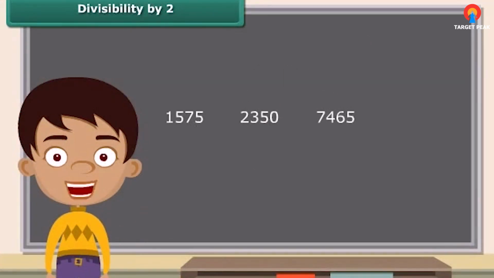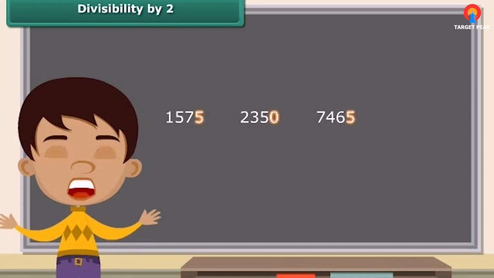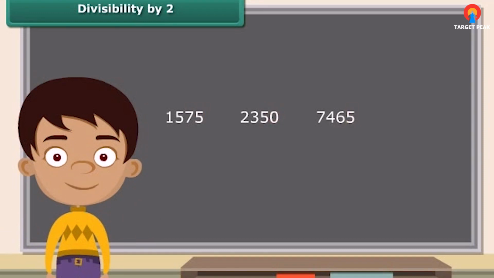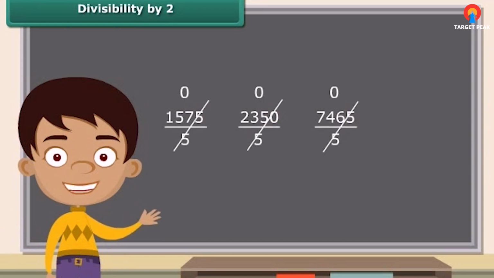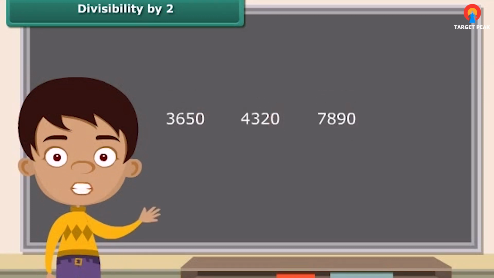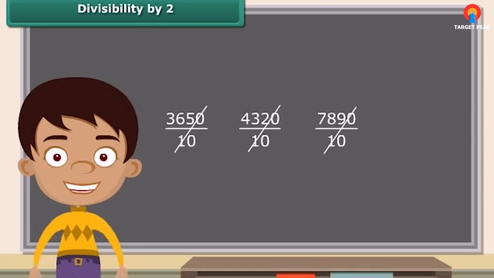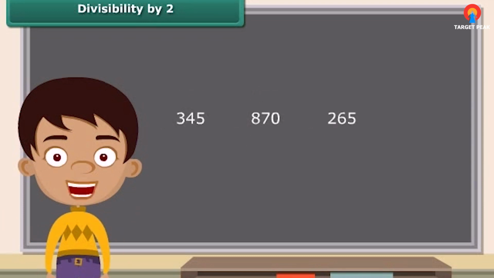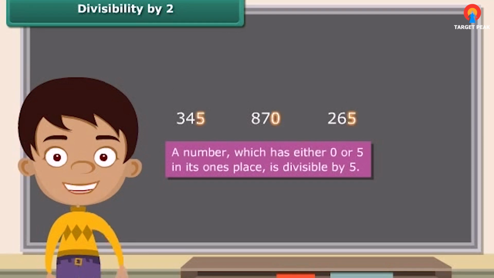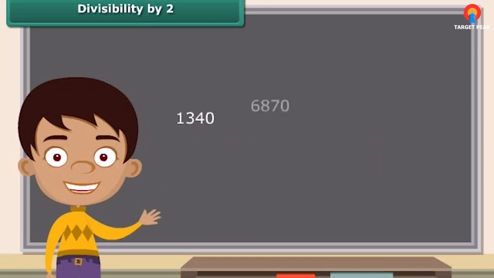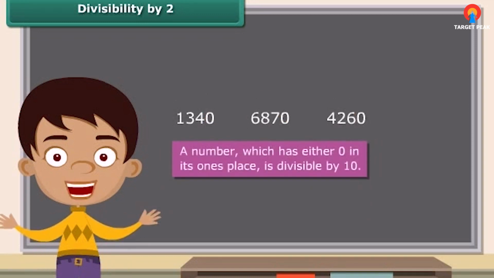Anuj finds it very easy to devise a rule for checking divisibility by 5. Any number that ends with a 0 or a 5 is a multiple of 5. Therefore, it is divisible by 5. Any number that ends with a 0 is a multiple of 10. Therefore, it is divisible by 10. Therefore, any number that contains 0 or 5 in its ones place is divisible by 5. And any number that contains 0 in its ones place is divisible by 10.